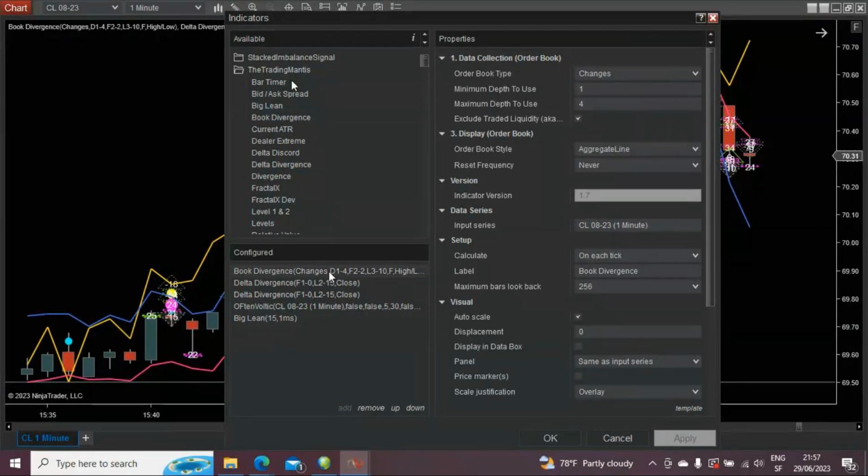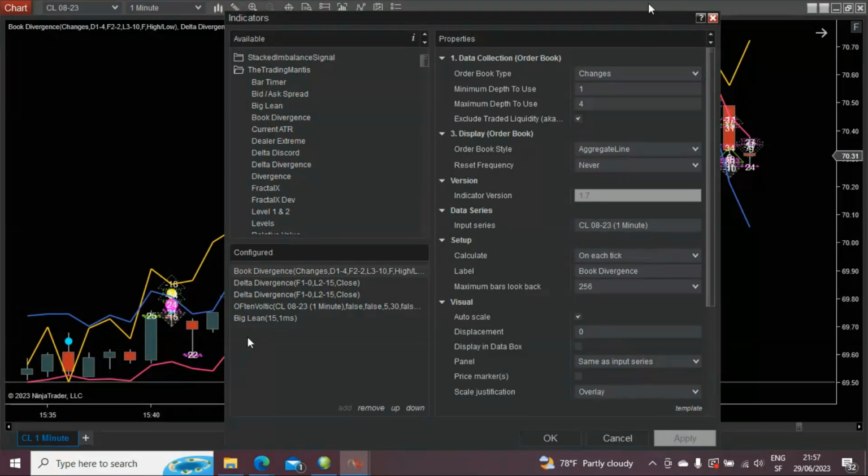The ones we're looking at on this particular chart are the book divergence, which is this yellow line, and two instances of delta divergence. One relates to volume delta, and the other to the tick delta. So that's the red and blue lines. We also have the Voltic. So here's proof that Voltic works on Ninja as well. And also Big Lean.